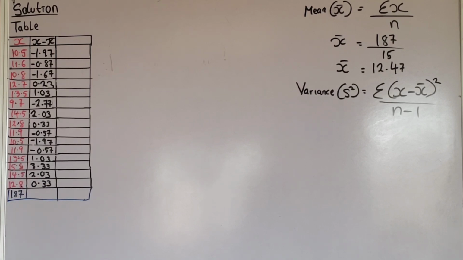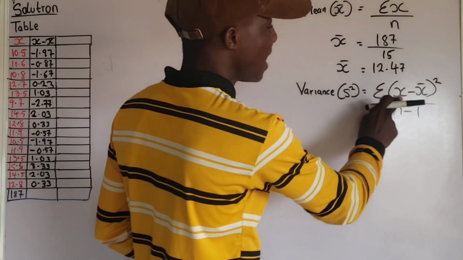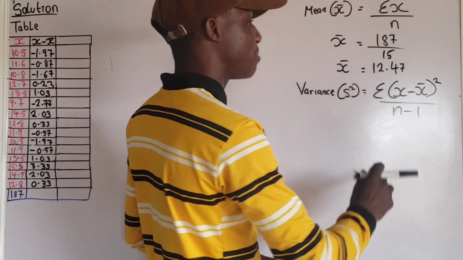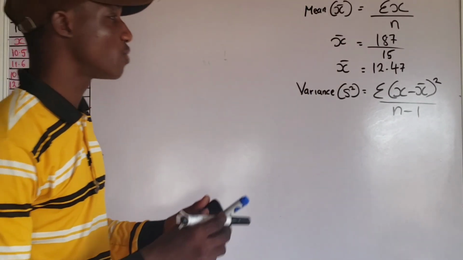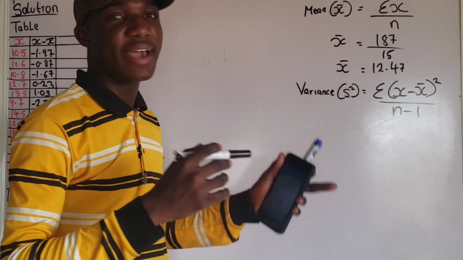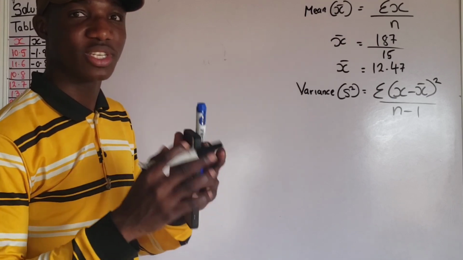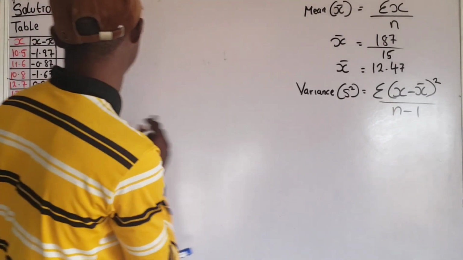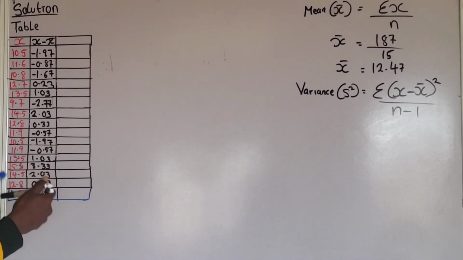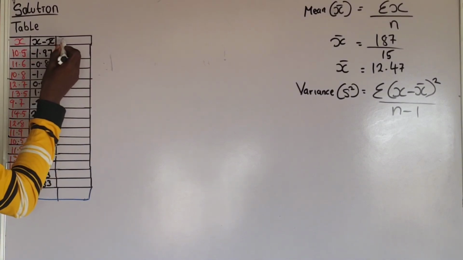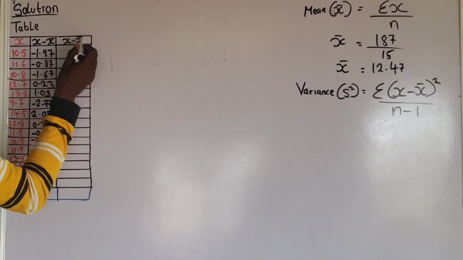So now let's proceed. We are not done, okay? Because the formula for variance is the summation of x minus x bar squared, all over n minus 1. What we have done is that we've taken the difference between our x and the mean. We still need to square them. So here I'm going to be squaring all the values that I have here. The next column will be x minus x bar squared.